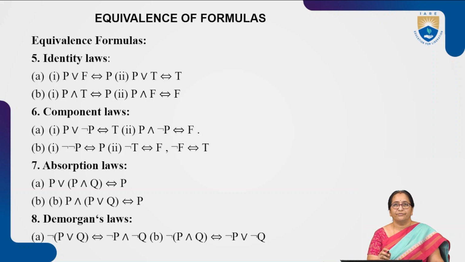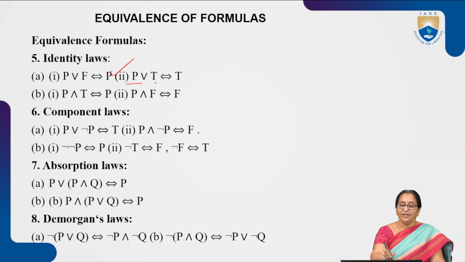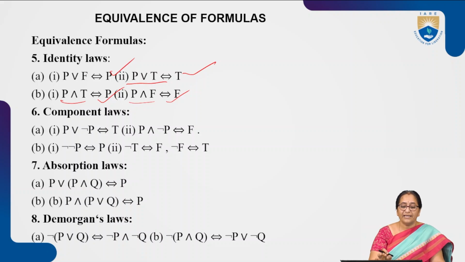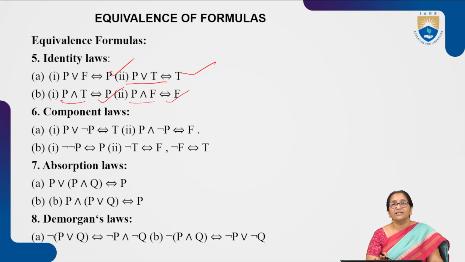P or F is always equivalent to P. P or T is T. P and T is P. P and F is F. Next are the complement laws. Complement laws: P or negation P is equivalent to T.